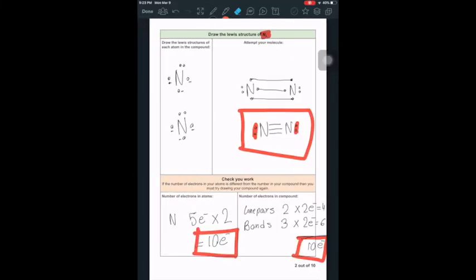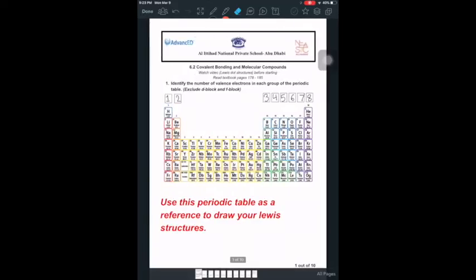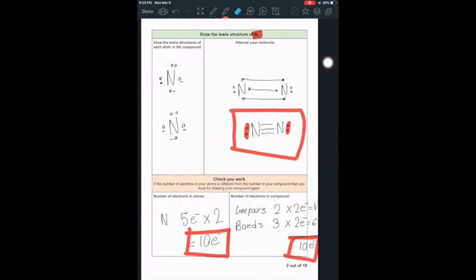A compound that has 2 chlorines, 2 fluorines, and 1 carbon. So the first thing I want to do is I want to go to my periodic table, and I want to figure out how many valence electrons each one of these structures have. So I can see that carbon here has 4 valence electrons. Chlorine and fluorine are both halogens. They are both in group 17, so they both have 7 valence electrons. So let's go back to the example.